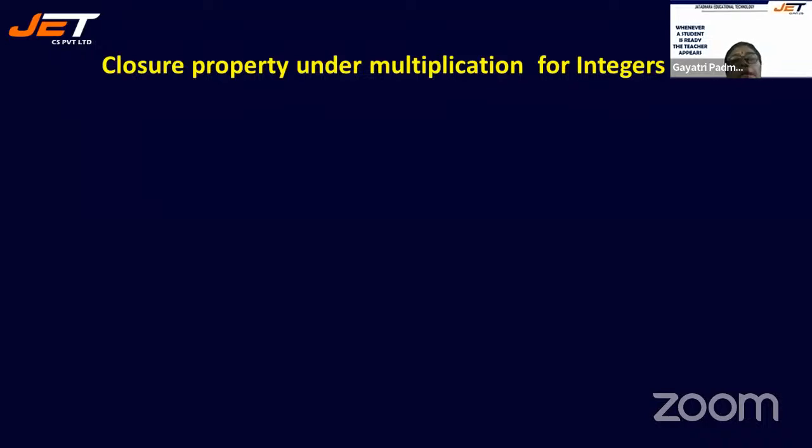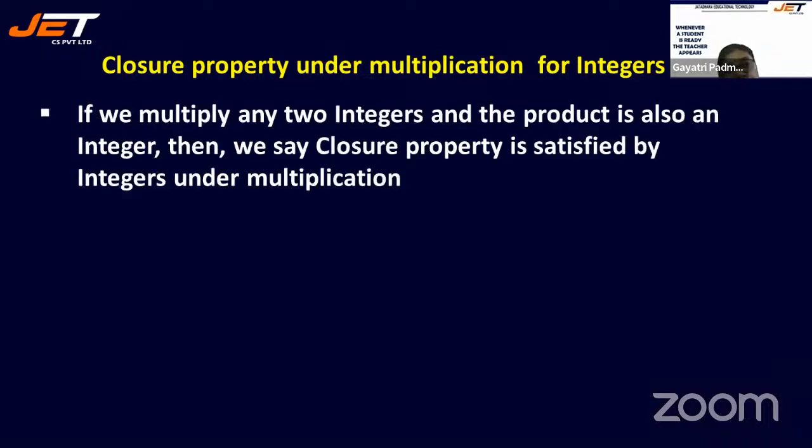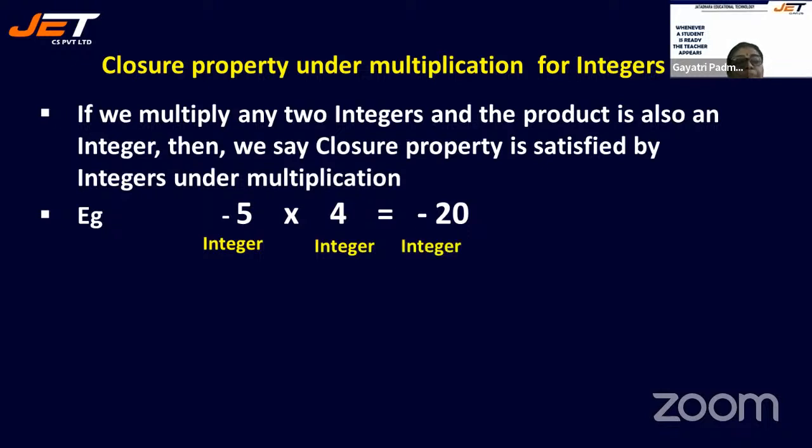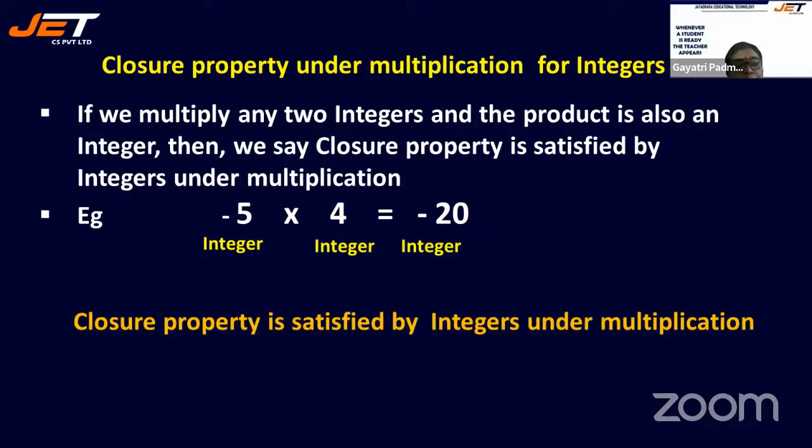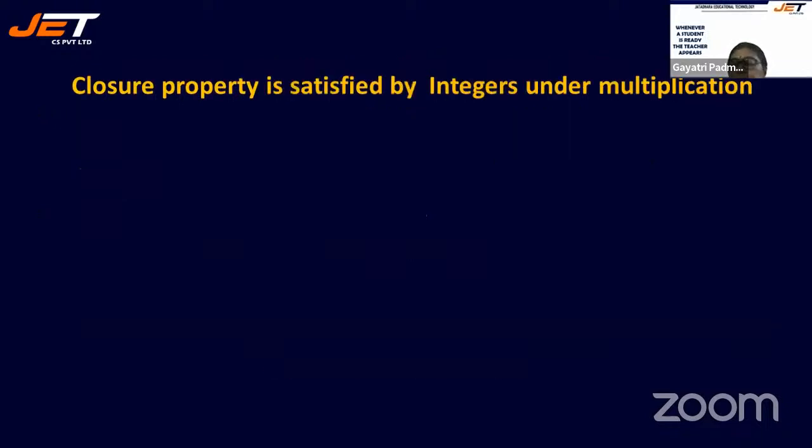Closure property under multiplication for integers. So if we multiply any two integers and the product is also an integer, then we say that the closure property is satisfied by integers under multiplication. Right? For example, -5 into 4 is -20. So -5 is an integer, 4 is an integer. Therefore, -20 is also an integer. Now, closure property is satisfied by integers under multiplication.